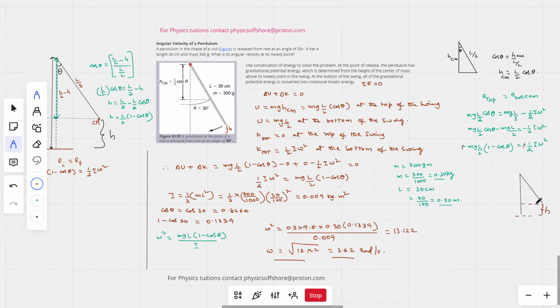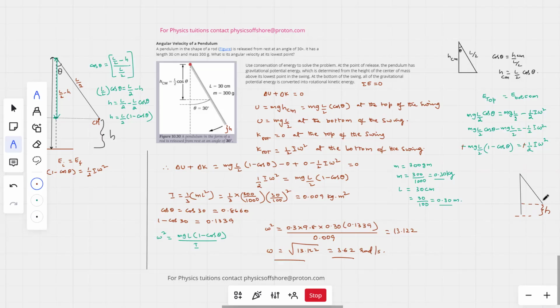Now we have to find the height h of the center of mass. For that, I have drawn a right angle triangle here. This vertical line is h center of mass, and this is L by 2. Now, cos theta is equal to adjacent side by hypotenuse. Therefore, cos theta is equal to h center of mass divided by L by 2, or h center of mass is equal to L by 2 cos theta.